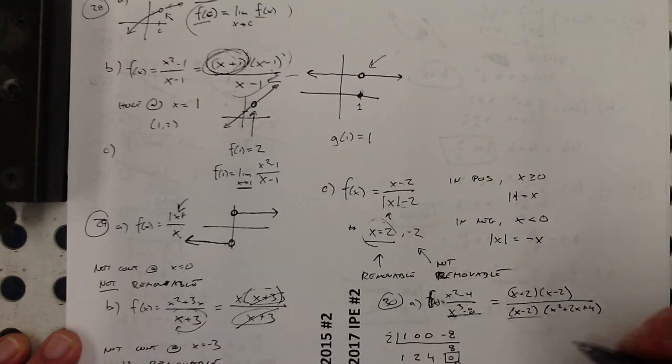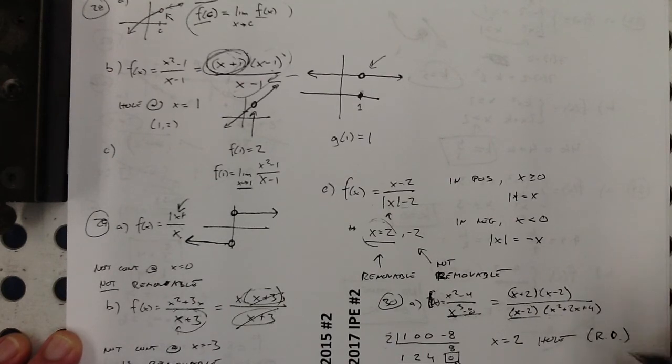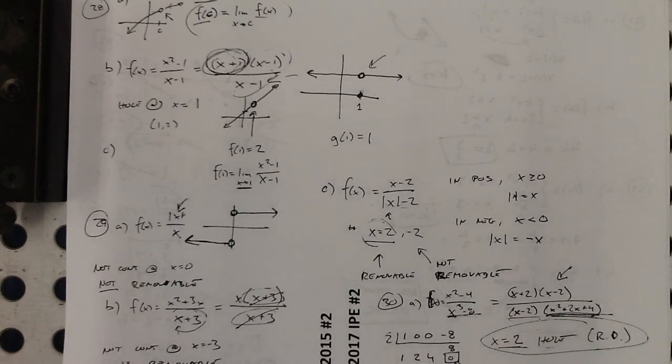All right, so at x equals 2, we have a hole, or in other words, a removable discontinuity. And this thing here is always positive, right? x squared plus 2x plus 1 is a perfect square, and then plus 3 more, so that's always above the axis. So there's only one problem spot here at x equals 2, and it is a hole because the same factor shows up there. So that's 30a.